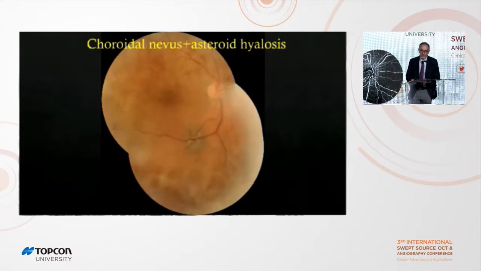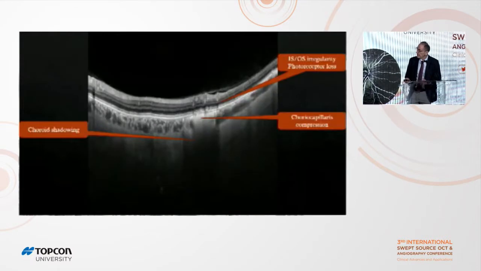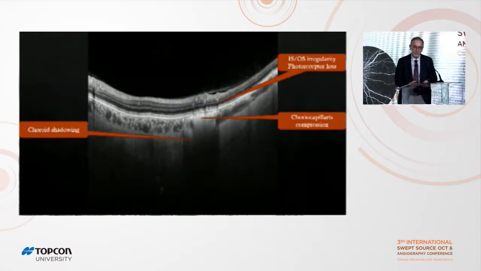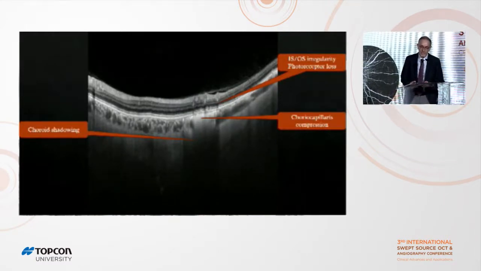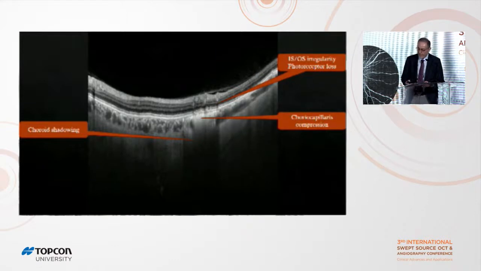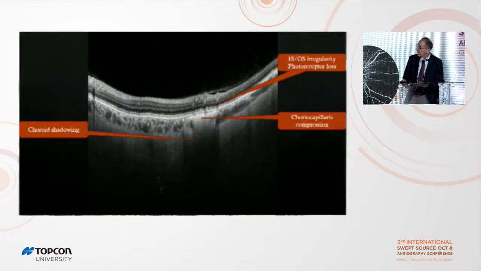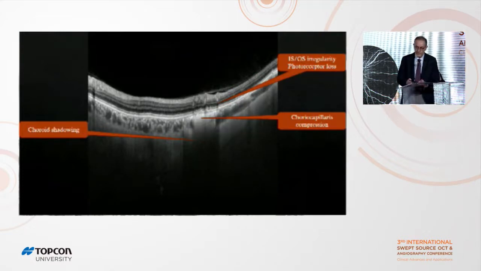This is a patient with choroidal nevus in the right eye. You can see the choroidal nevus along the inferotemporal arcade. And this patient also had asteroid hyalosis. And this is the swept source OCT image showing the tumor nicely, despite the presence of vitreous opacities. And here you can see the characteristic features of nevus, including choroidal shadowing, choriocapillaris compression, ellipsoid zone irregularity, and photoreceptor loss. These are all signs of chronicity.